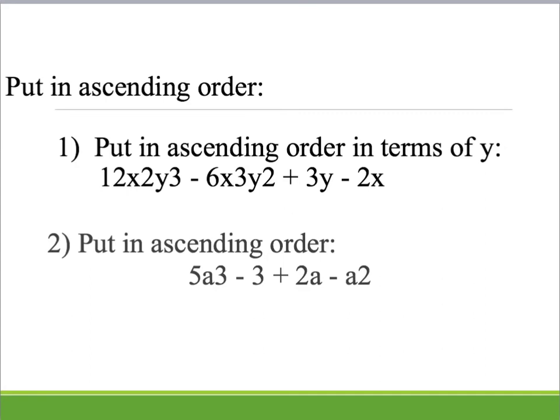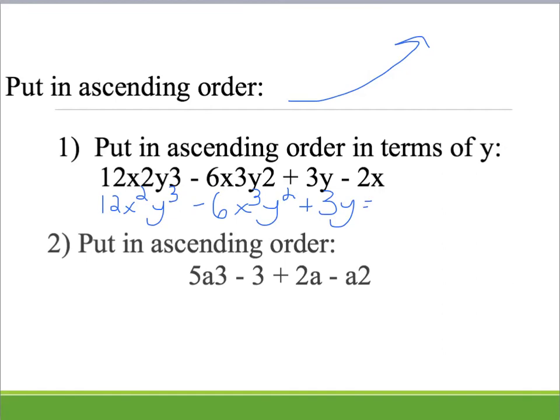The last section here is to put them in ascending order. Ascending means going up, increasing. So let's look at the first one. We have 12x squared y to the third, minus 6x to the third y squared. I'm just rewriting these because it didn't come out correctly. Sorry, this here should be minus. Now just looking in terms of y, I'm going to start with the smallest and go up. So just looking at the y values.